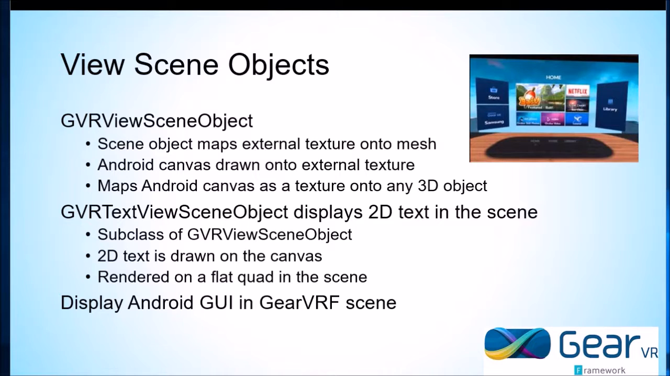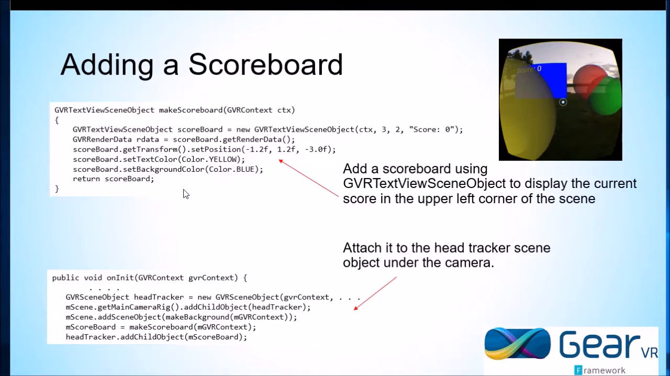So it can be any object. It doesn't have to be flat. In the case of a text view scene object, the object's flat, it's a quad, and the text is 2D text. But you can generally display the Android GUI or a web page or anything that you want in a view scene object. Here we're using text view scene object to implement a scoreboard.